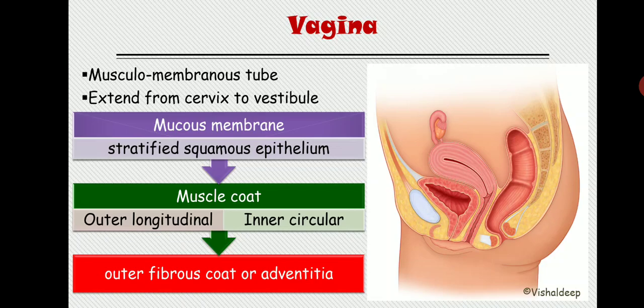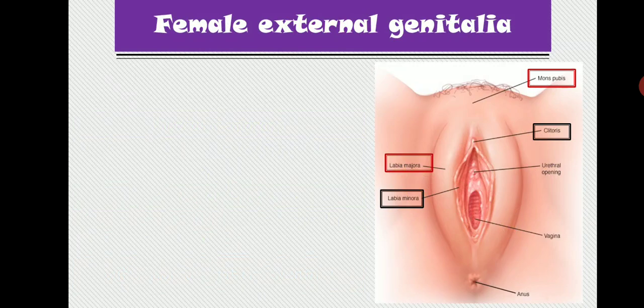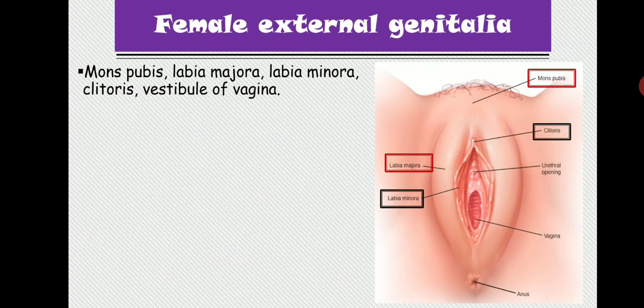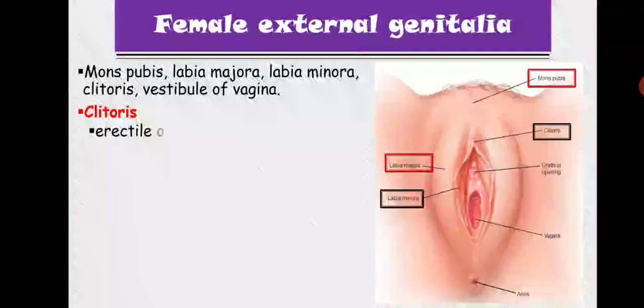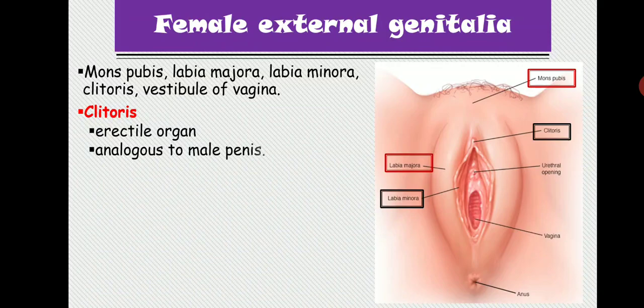Now let's discuss the external genitalia of a female. First let's enumerate them: mons pubis, labia minora, labia majora, clitoris, and vestibule of the vagina. As far as the clitoris is concerned, it is basically the erectile organ. In male the erectile organ is the penis, in female the erectile organ is the clitoris. It is an elongation, analogous to the male penis.